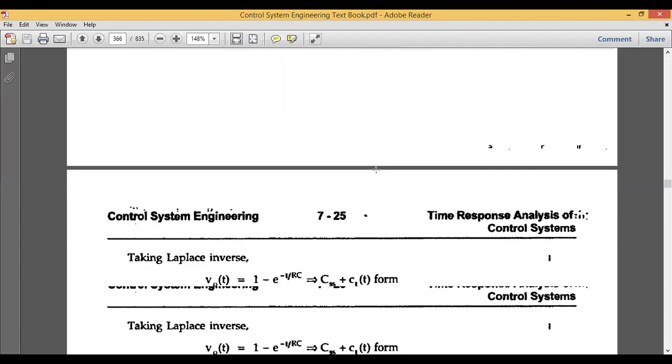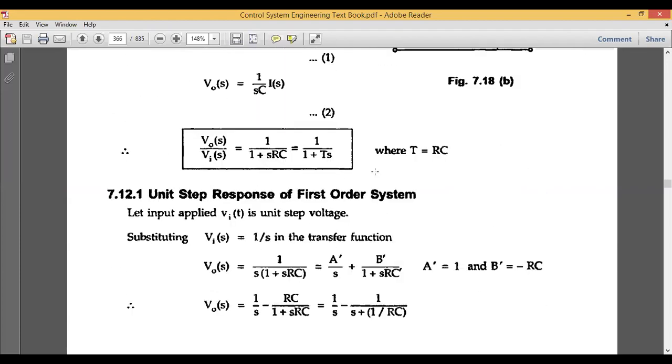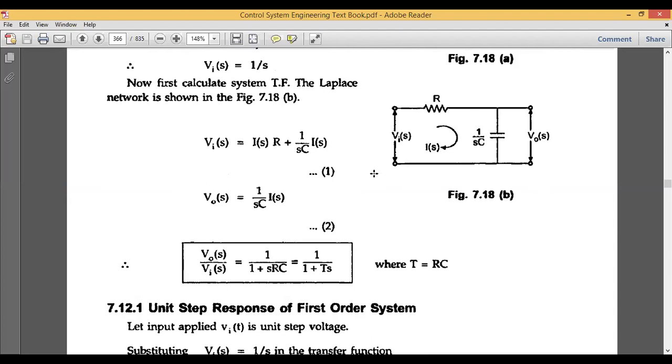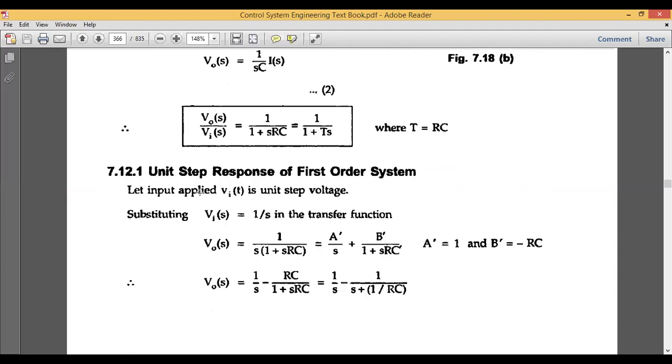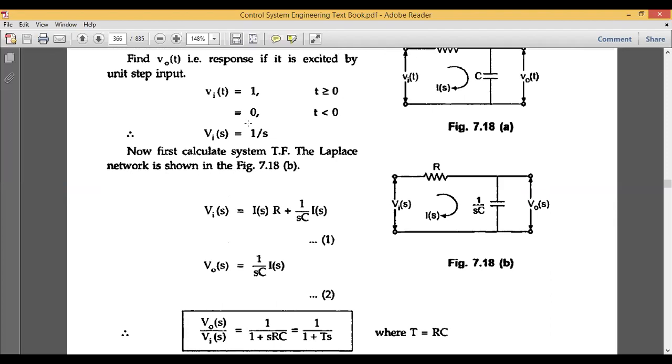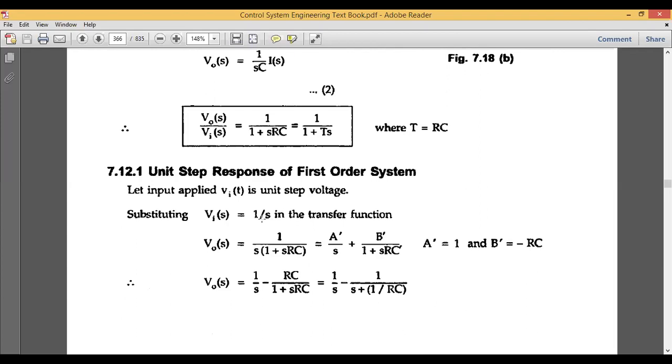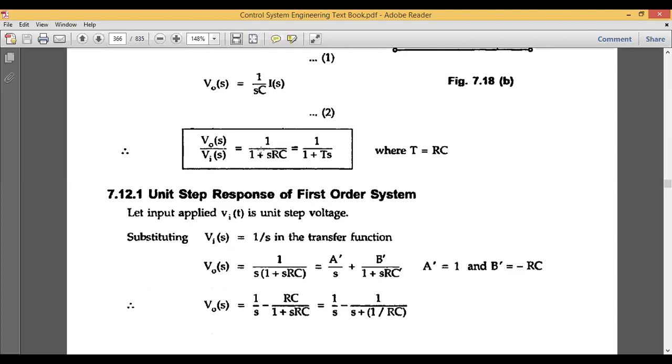Now how do we analyze further the unit step response of the first order system? That is the main question here. To analyze further in terms of the order of the system, let us apply the input, that is the unit step voltage, which we have done already. So what is Vi of S? Vi of S is nothing but 1 divided by S in the transfer function. So what is V naught of S? V naught of S is equal to 1 divided by 1 plus S into RC, multiplied by 1 divided by S.